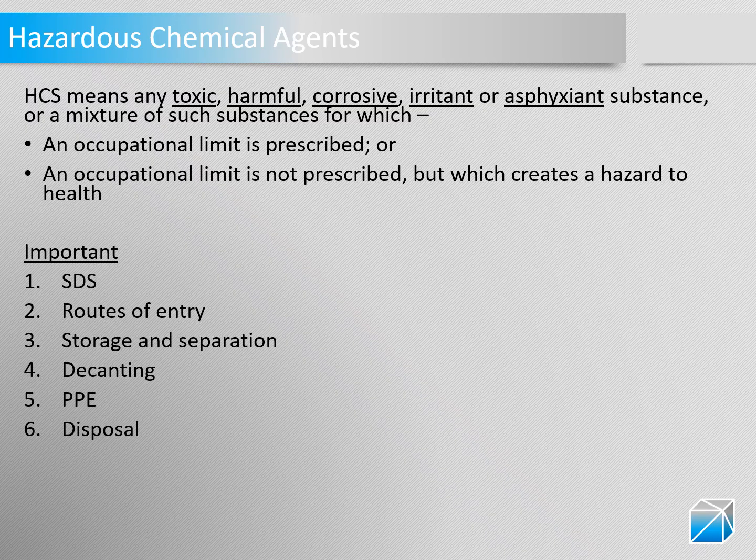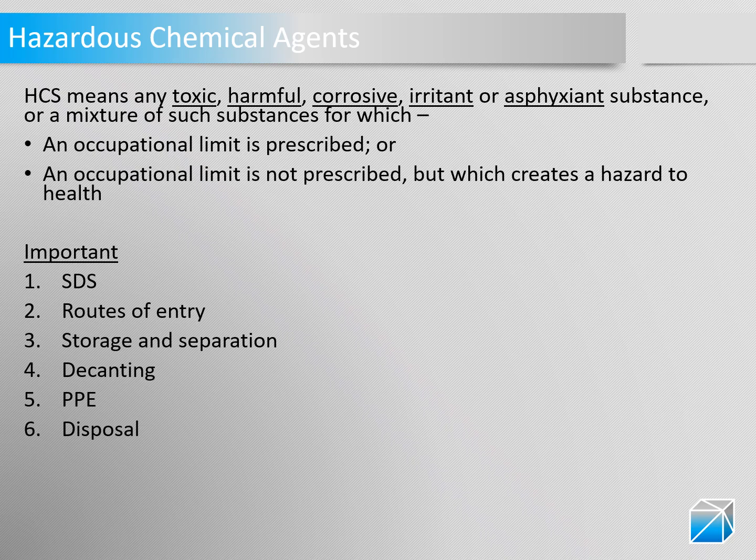Previously, under the Hazardous Chemical Substances Regulations, HCS were defined as any toxic, harmful, corrosive, irritant or asphyxiant substance, or a mixture of such substances for which an occupational limit is prescribed, or an occupational limit is not prescribed, but which creates a hazard to health. Currently, under the Hazardous Chemical Agents Regulations, this definition is aligned with the Globally Harmonized System, GHS.